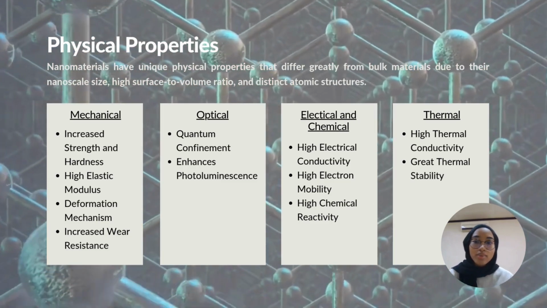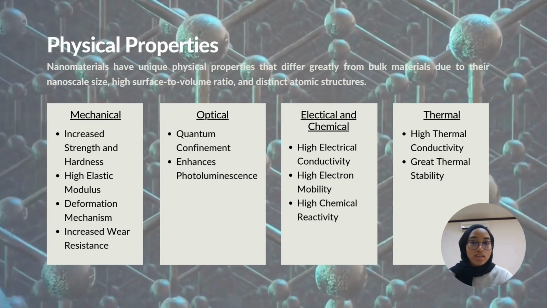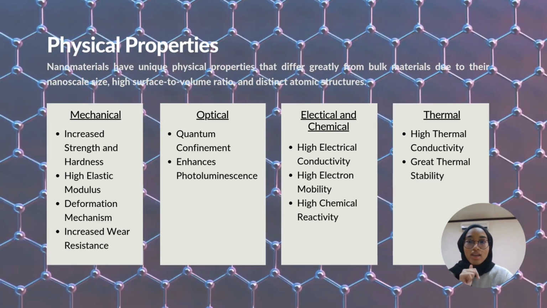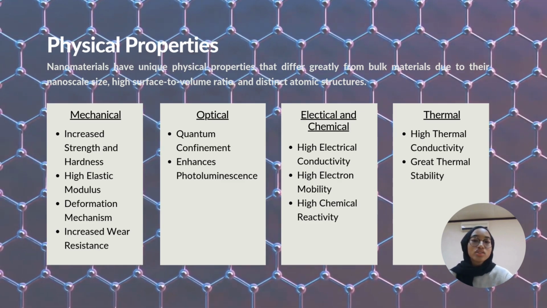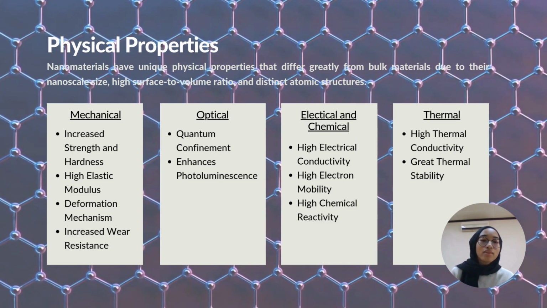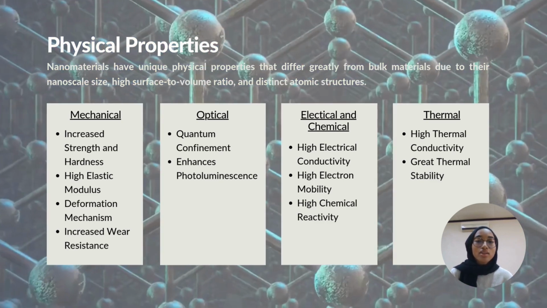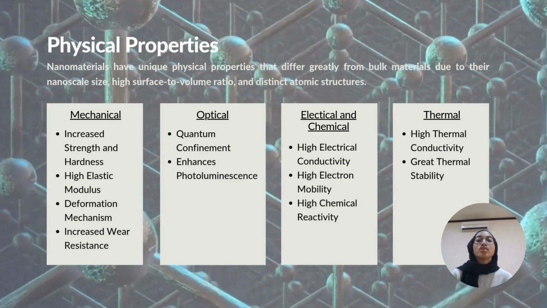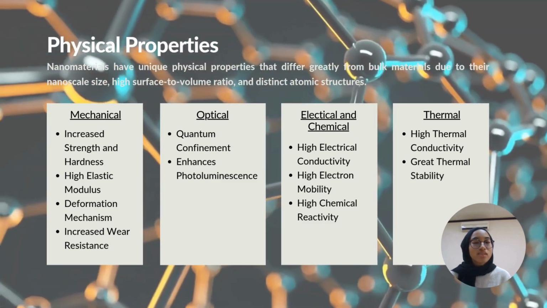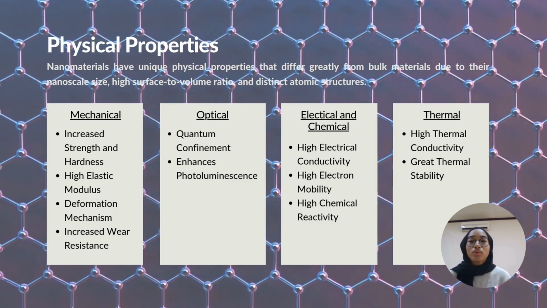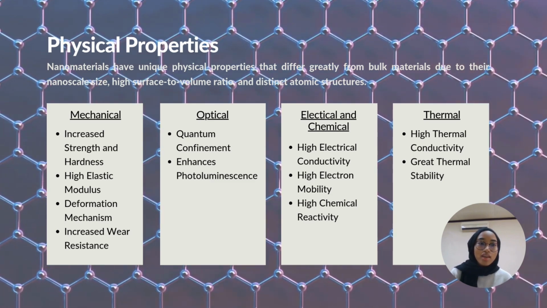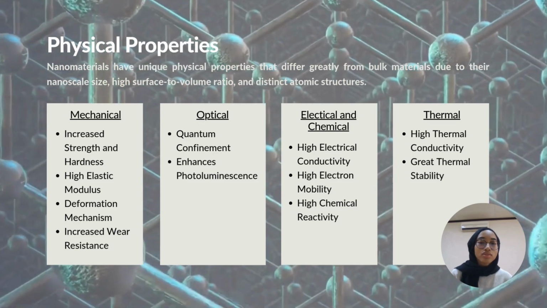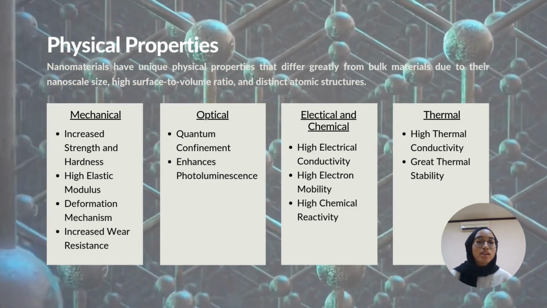The third property is the electrical and chemical. For the electrical, it has high electrical conductivity and electron mobility due to their unique electron structure, and this is beneficial for high-speed electronic devices. As for the chemical properties, it has high chemical reactivity due to the large surface-area-to-volume ratio, which enhances their effectiveness as catalysts. Their surfaces can be functionalized to tailor chemical interactions, benefiting sensors and drug delivery systems. And the last property is the thermal properties. It has high thermal conductivity, but it is size-dependent, varying with size due to phonon scattering and other nanoscale effects. It also has great thermal stability due to high surface energy and strong bonding. The thermal expansion coefficient of nanomaterials can differ from bulk materials, affecting their behavior under temperature changes.